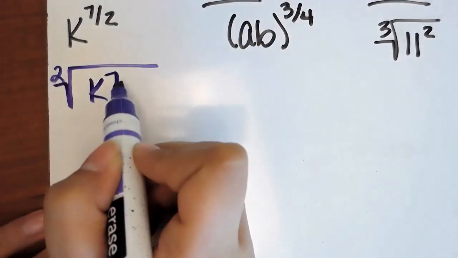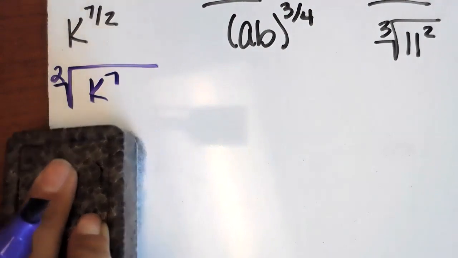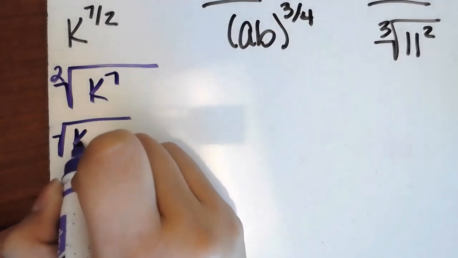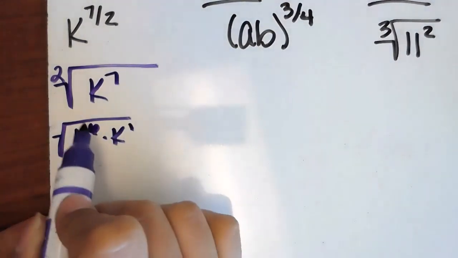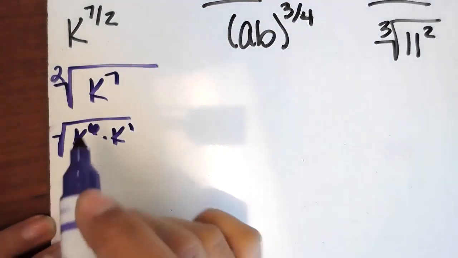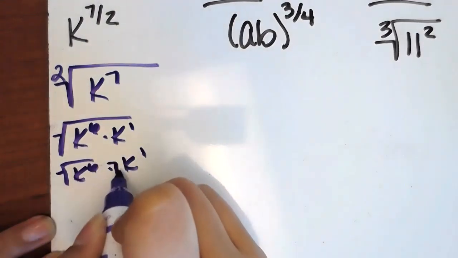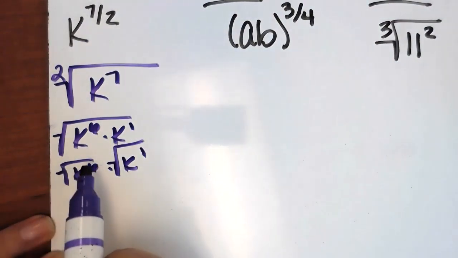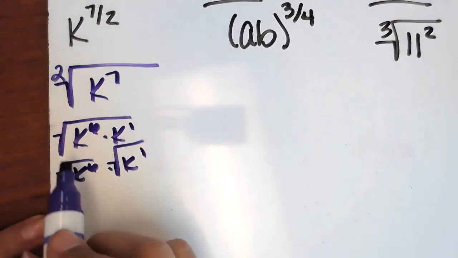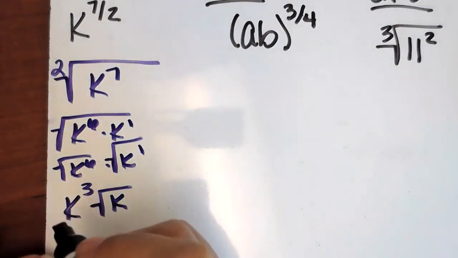Notice that we're in square roots. So you can break up k to the 7th as k to the 6th and k to the 1st, because 7 is not a multiple of 2, but 6 is the biggest multiple of 2 that's less than 7. And from here, you can split that up as k to the 6th times k to the 1st. And then to take the square root, remember you just take the exponent and divide it by the index. We have an index of 2, so 6 divided by 2, and then the square root of k, and then this would be it.